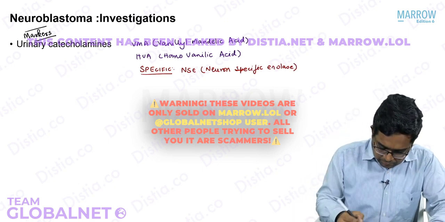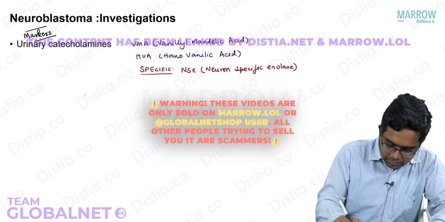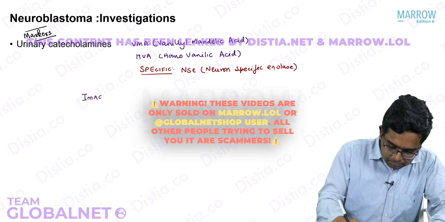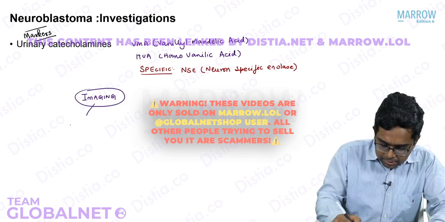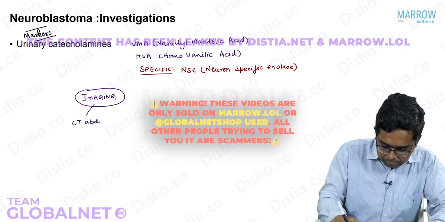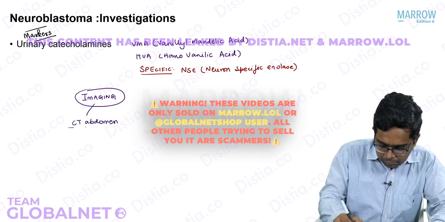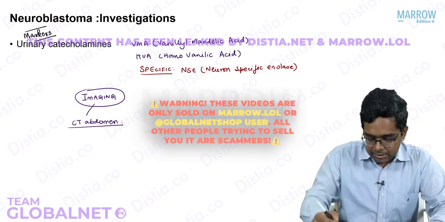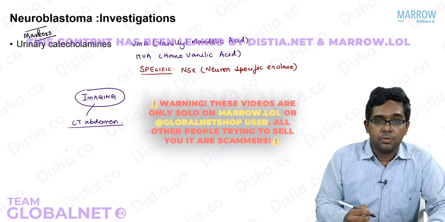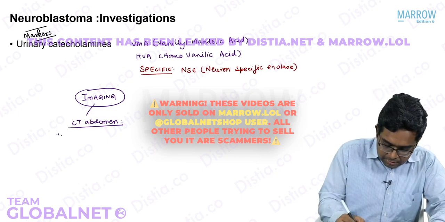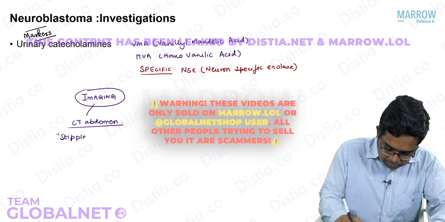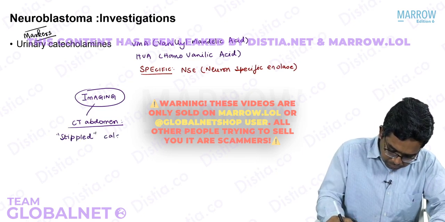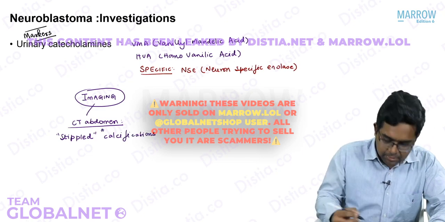Okay. The next set of investigation are the diagnostic investigation, which are obviously imaging studies. Okay. And the commonly used imaging study is the CT of the abdomen. Okay. And the characteristic finding of the tumor on CT is the presence of calcifications. Okay. This is typically described as stippled calcifications. This is a very, very important finding, often asked as MCQs in your exams.